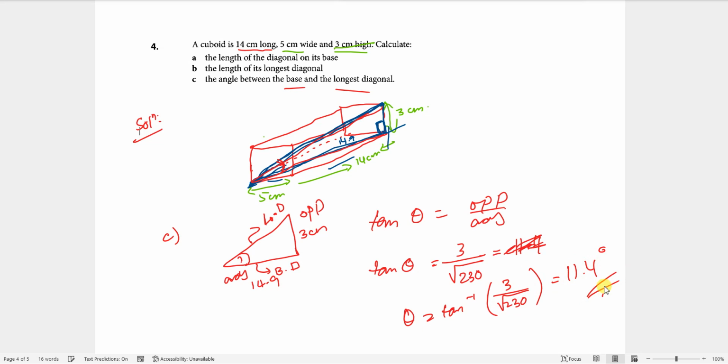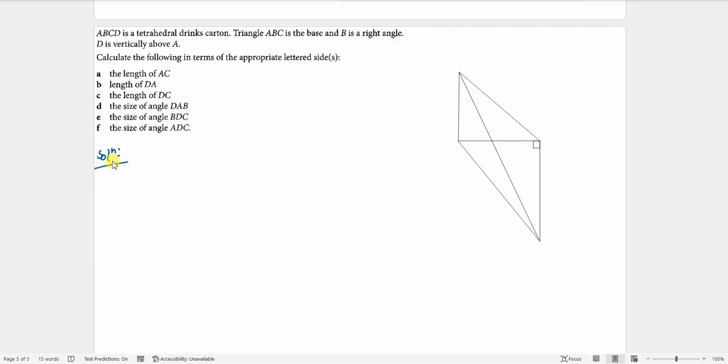Okay, so we have completed question 4, the last question. Moving to question 5, the final question. For this you have to draw a diagram. Just follow the instruction again. ABCD is a tetrahedral drinks carton. Triangle ABC is the base and B is a right angle. So first we draw a triangle. I'm going to show you, but it's not going to be nice, that's why I drew it separately before. Okay, I'll draw it again.